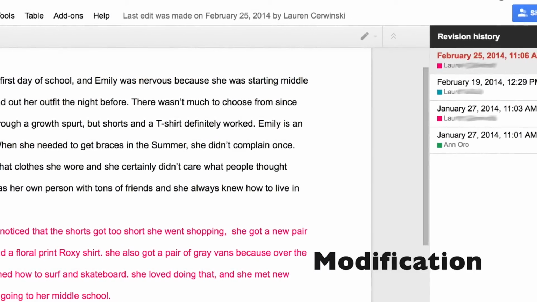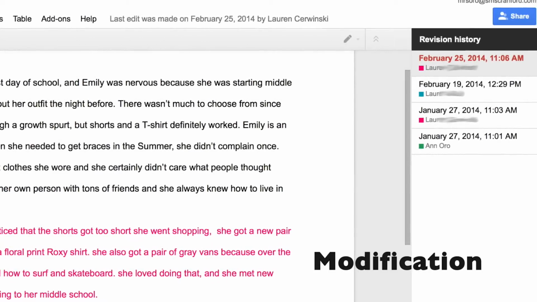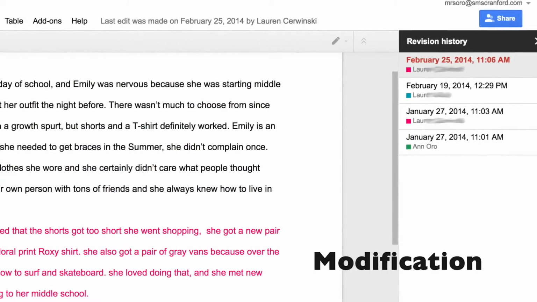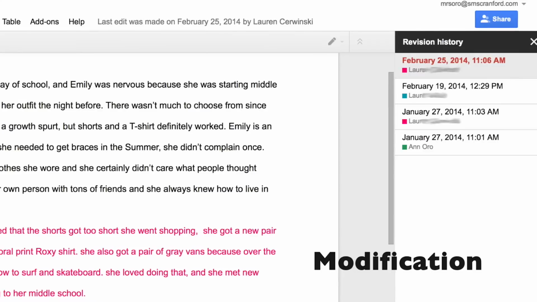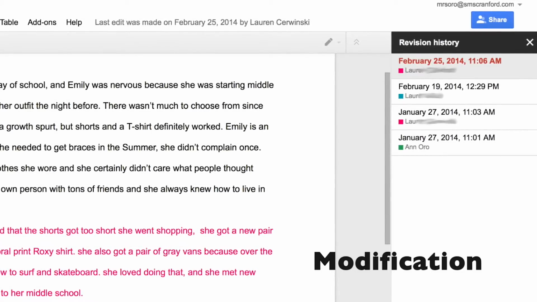In this way, we have significant task redefinition. In addition to the students working differently, the teacher can work differently because they can take a look at the revision history and see exactly who contributed what to the document and when.